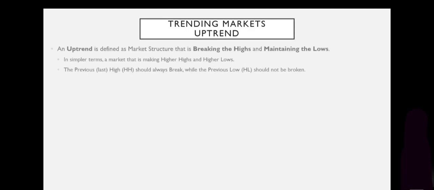This is going to be a basic introduction of market structure. Again, uptrend. So what is an uptrend? This is defined as market structure that is breaking the highs and maintaining the lows. In simple terms, a market that is making higher highs and higher lows.